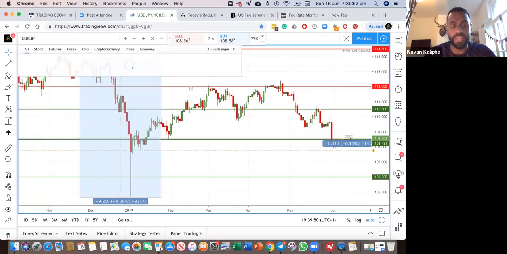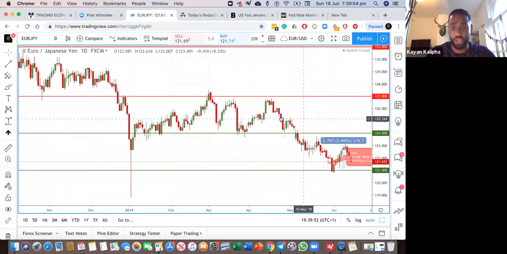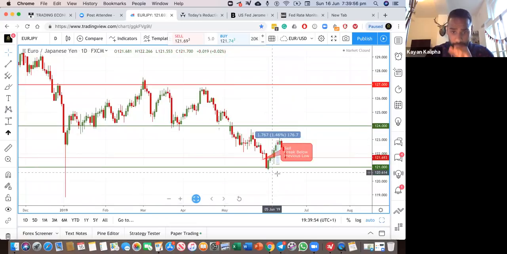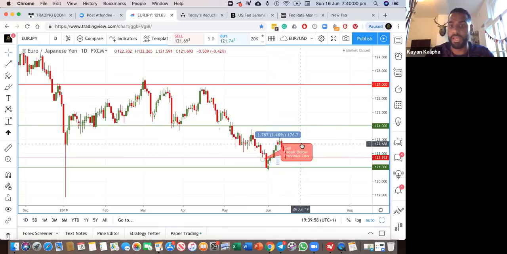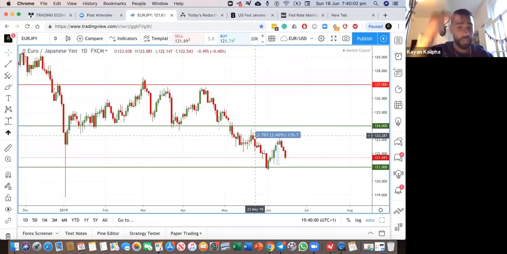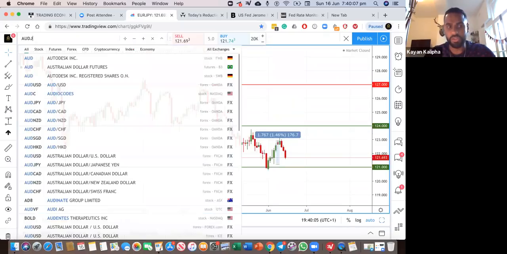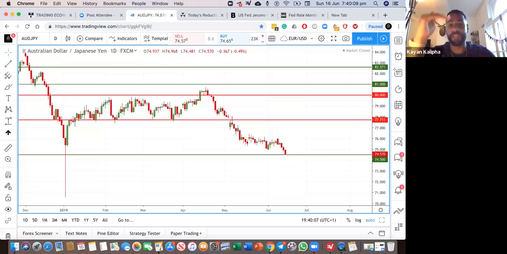Look at the euro against the Japanese yen. Again, the euro's been getting weaker against the Japanese yen as European stock markets have been falling, as there's been uncertainty around trade. The euro's been getting weaker in the markets. The Aussie dollar, similar situation, has been getting weaker. Rate cuts, a lot of sentiment getting into stock markets falling.